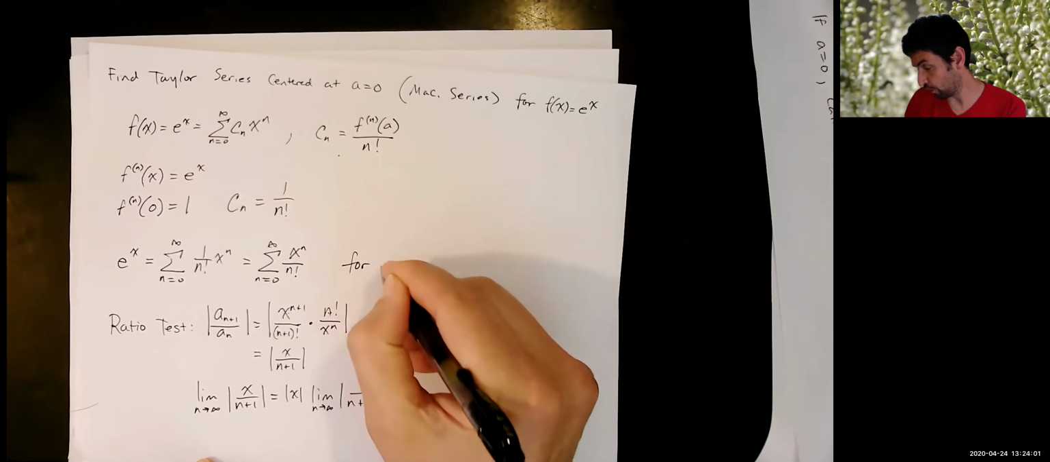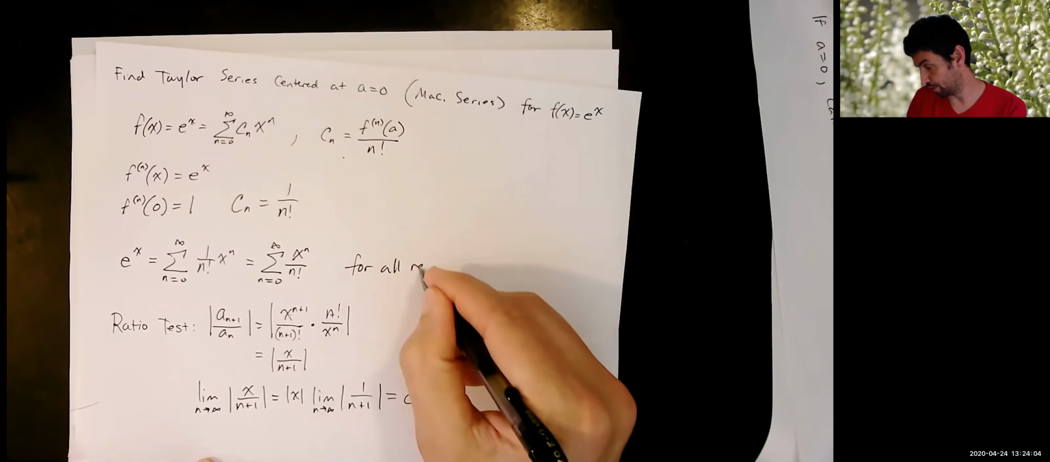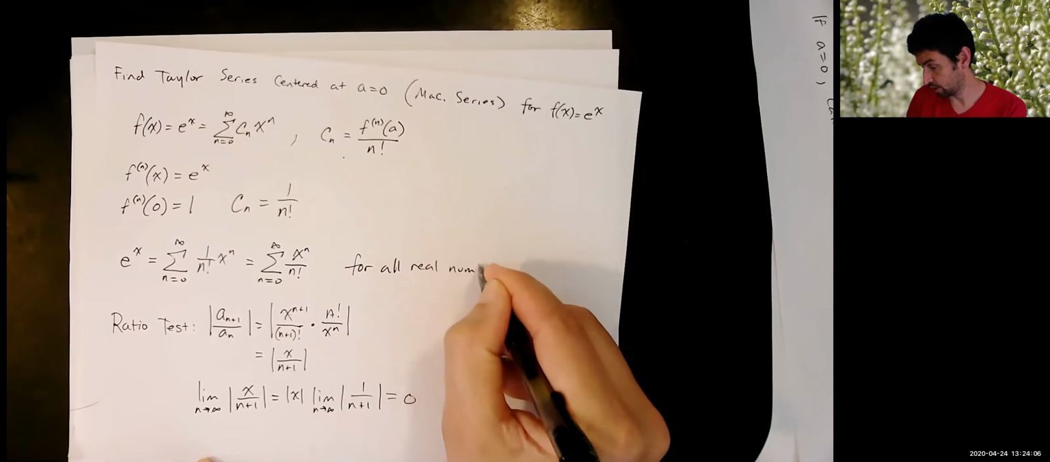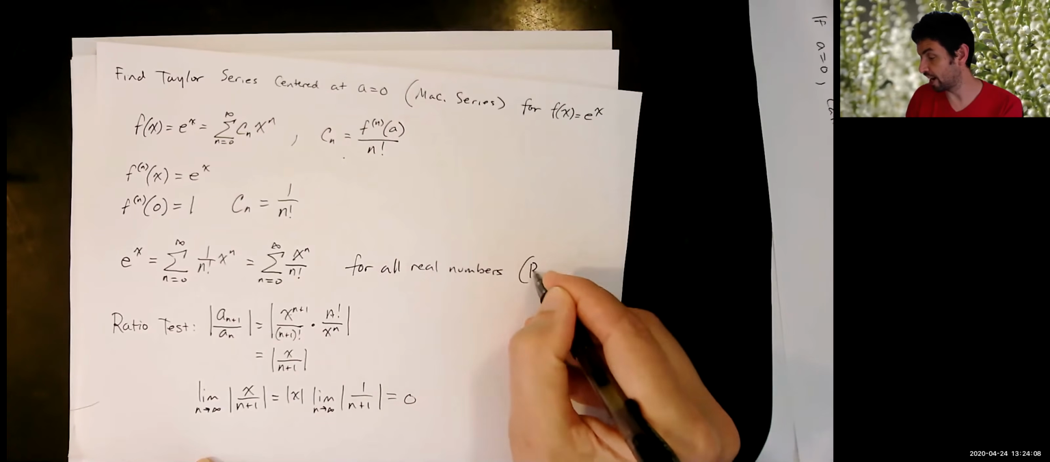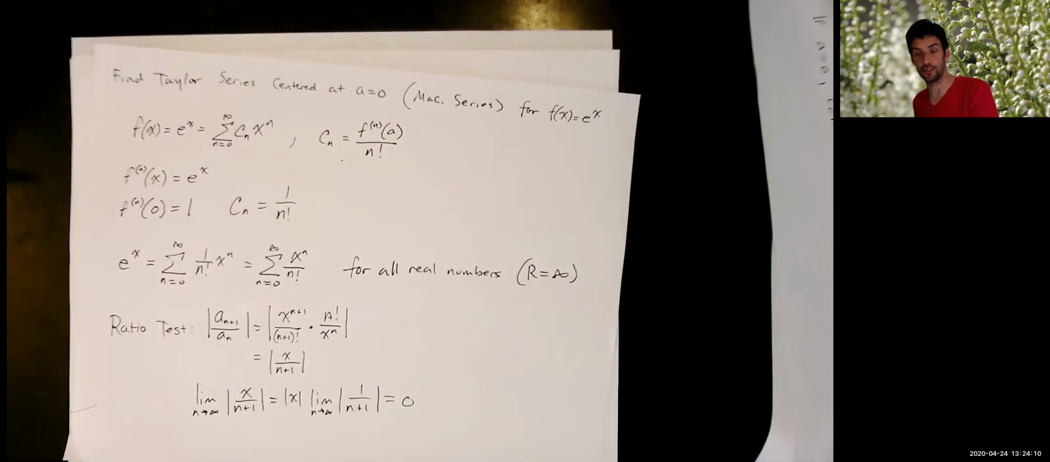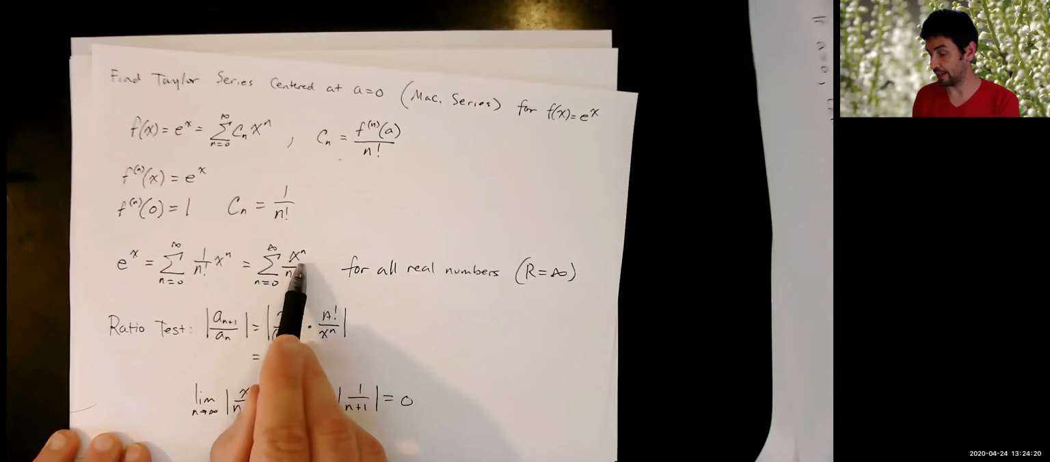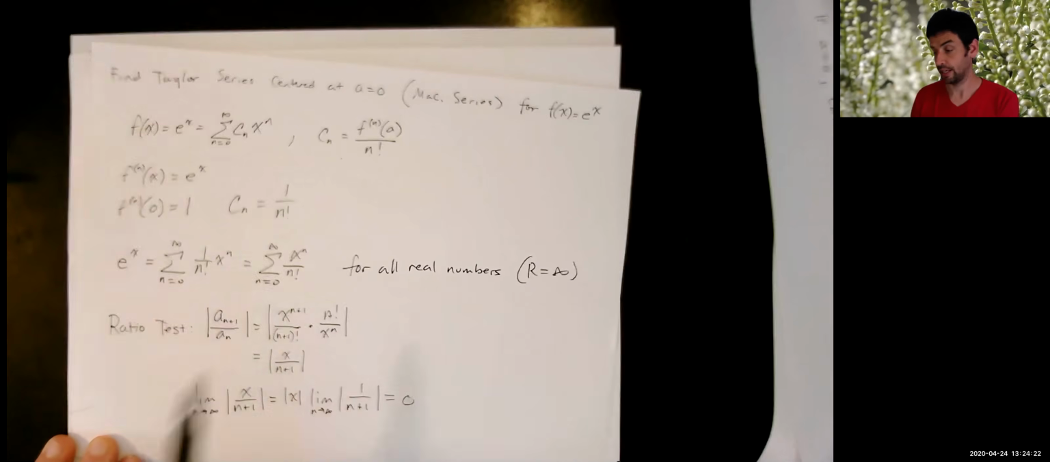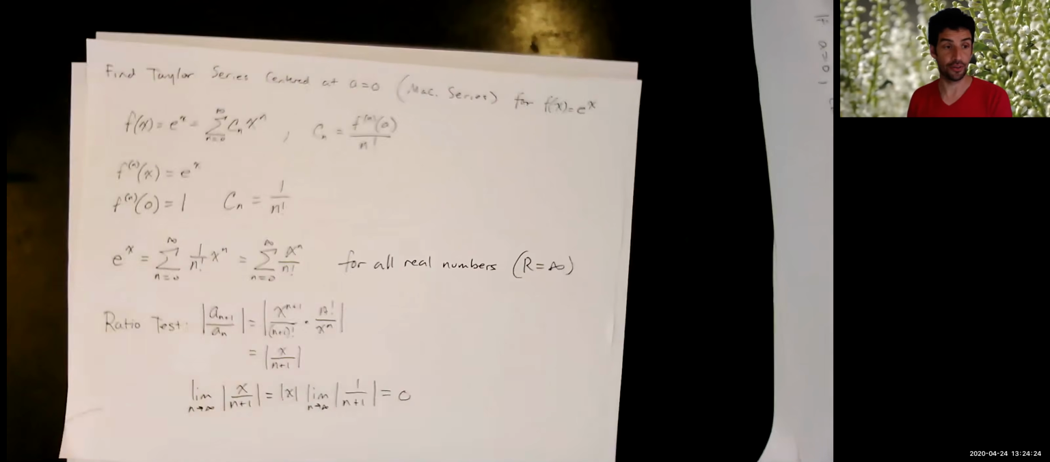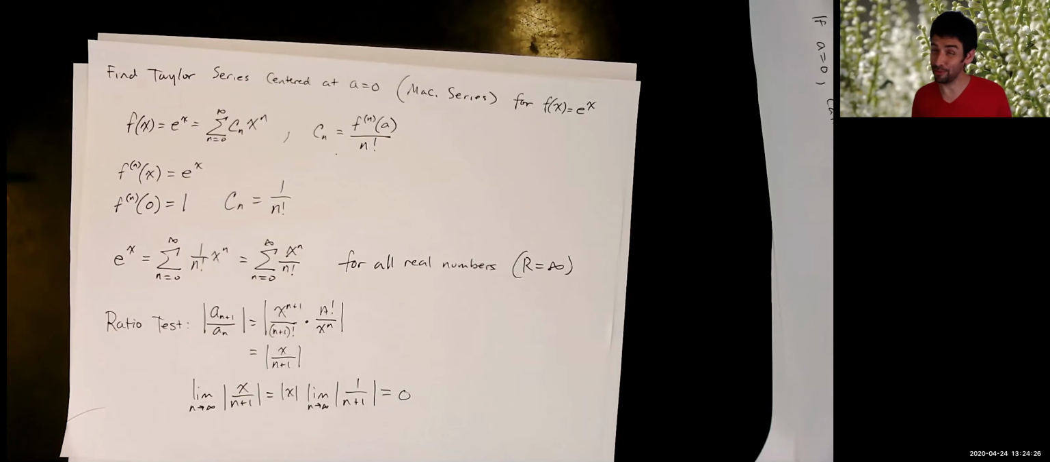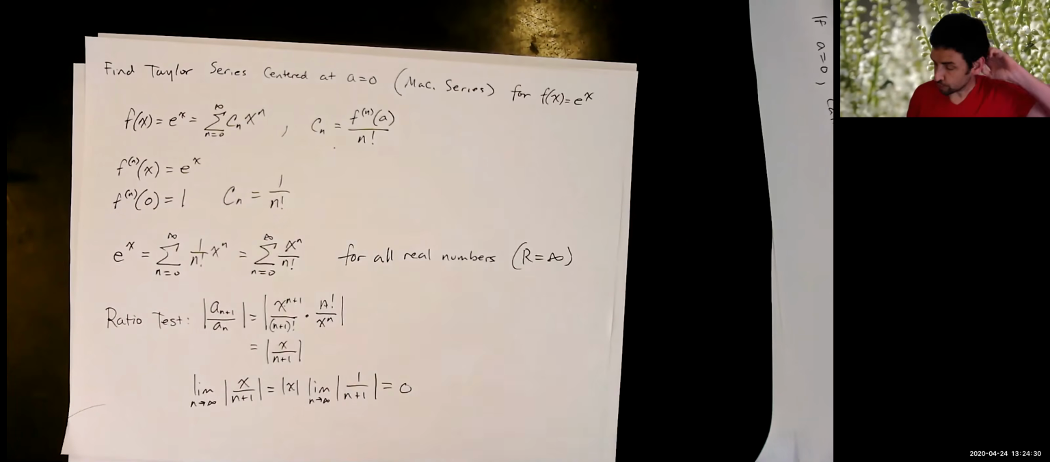is for all real numbers, right? Sometimes we write r equals infinity, even though that's a ludicrous thing to write down. It just means there is no finite radius. It's good for all real numbers, okay? And so we found a way to write the exponential as a power series, or at least we think we have. I haven't proved that it exists yet. It does, but we'll talk about that in a moment.